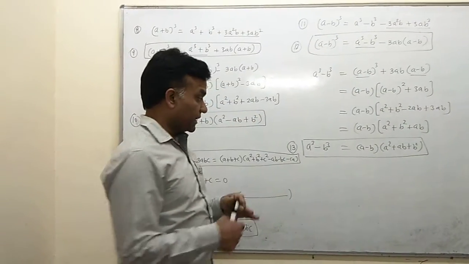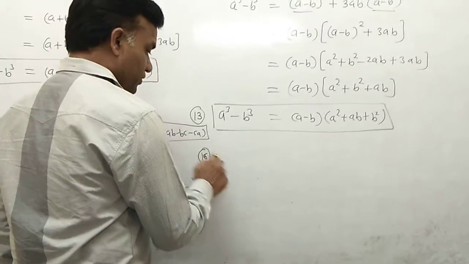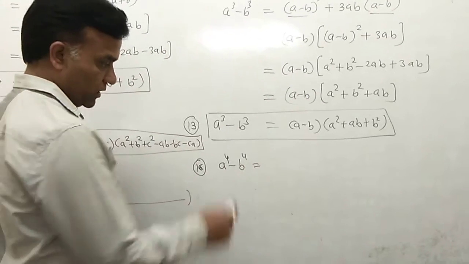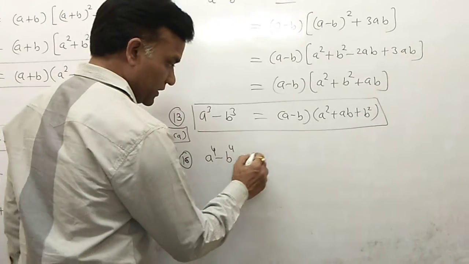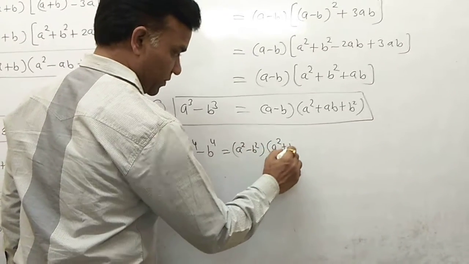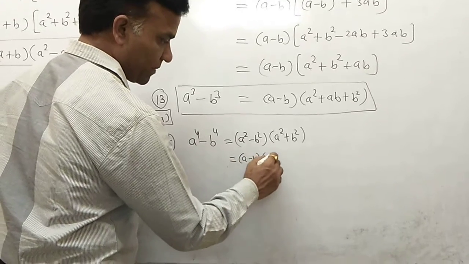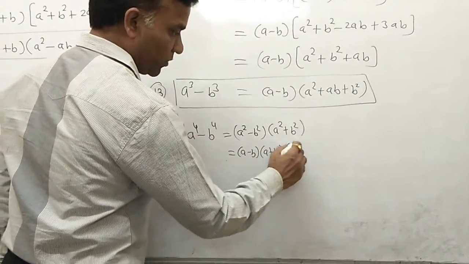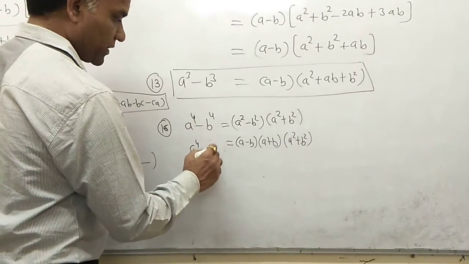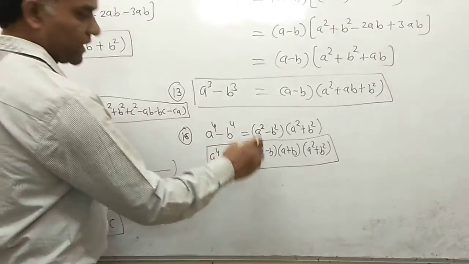Maybe you can write one more identity, related to the power 4: a to the power 4 minus b to the power 4. We use the identity like a square minus b square, so you can write (a square minus b square)(a square plus b square). A square minus b square can also be written as two brackets, (a minus b)(a plus b), and one more bracket, (a square plus b square). So this is the factor formula for a to the power 4 minus b to the power 4. You can factor it in this form.